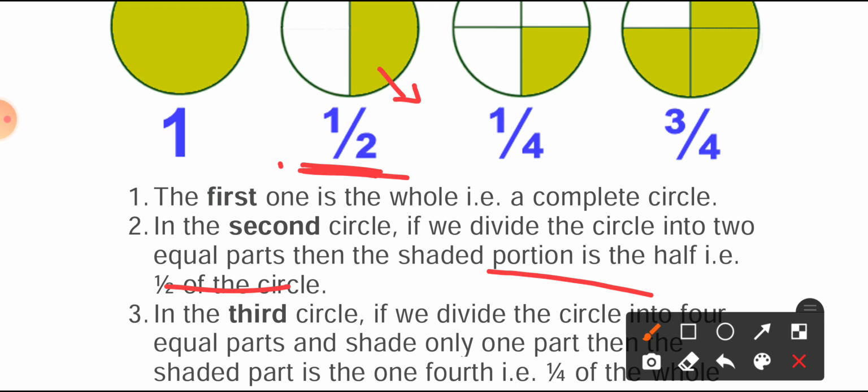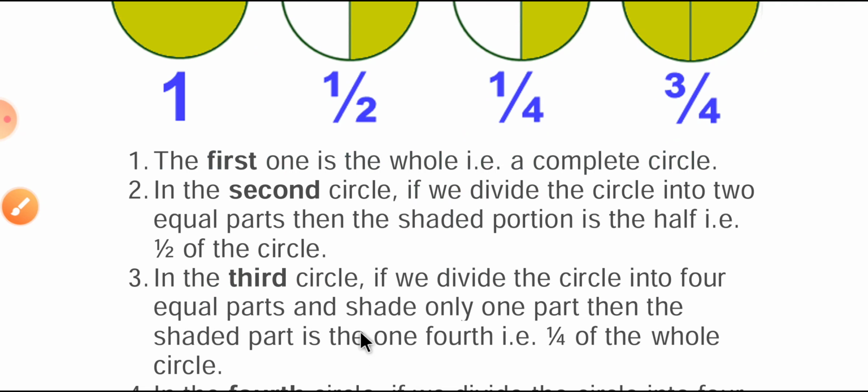So you can see that total parts you have to write in the denominator, and the parts which are shaded you have to write in the numerator. So out of two parts only one part is shaded, so the fraction will be 1 upon 2. It means out of two parts one part is shaded here. Let us see an example in the third circle. In the third circle, if we divide the circle into 4 equal parts and shade only one part, then the shaded part is 1/4 or 1 by 4.